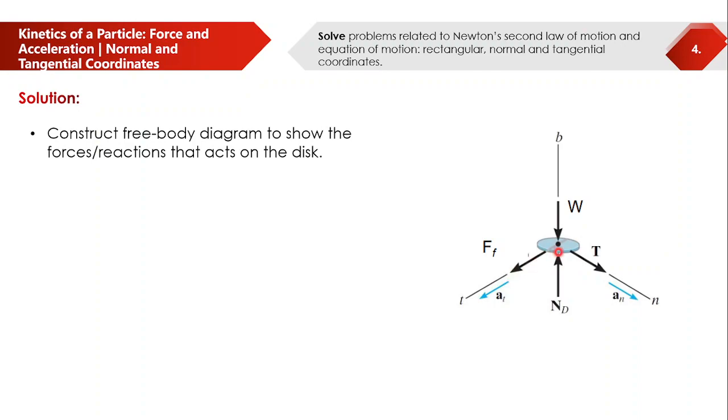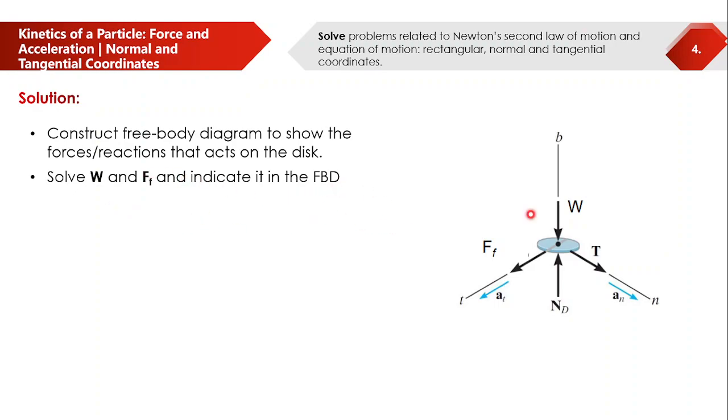So meron siyang friction force, yan, na meron siyang weight, then the normal since merong friction, and the tension. Okay, ito yung mga forces na nag-a-act sa disc natin. Yan, again, your friction force, okay, the normal force, the tension sa cord, and then the weight of the disc. So solve for the weight and the friction force and indicate it in the FBD.